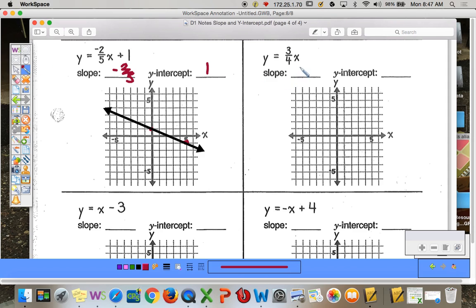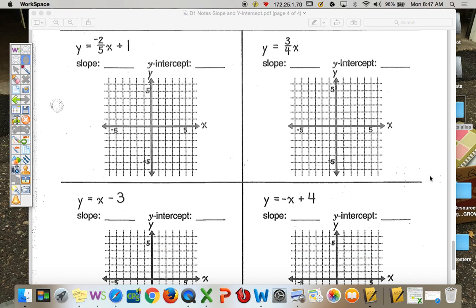The next one, the slope is 3/4. The y-intercept is at 0. So start at 0 and go up 3 over 4. Then we can draw our line. Let's try the next one.